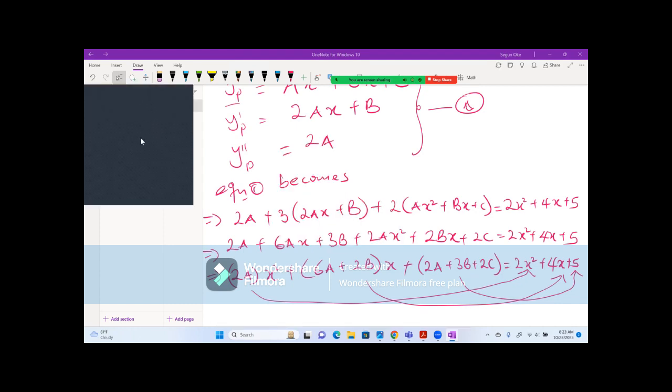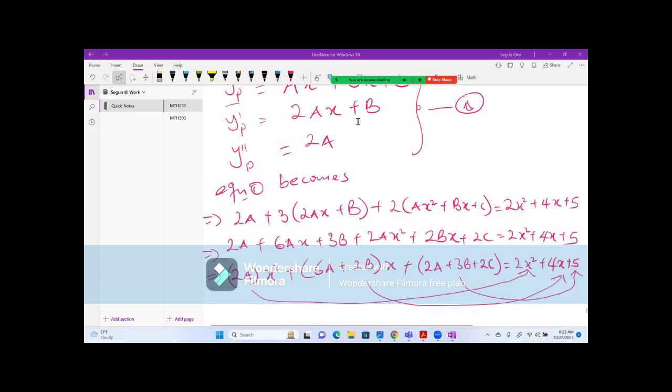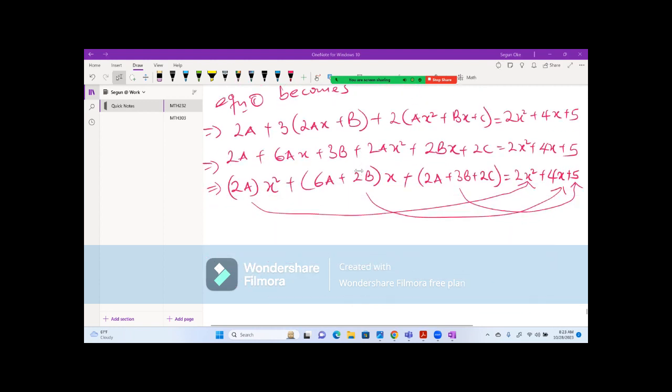Samuel Olayemi, what's the question? Yes. I'm confused how you get that 2a plus 6a x plus 3b. I can't hear you very well. Go ahead. That 2a x squared plus 6a x plus 3b plus 2bx plus 2c equals 2x squared plus 4x plus... Okay. What happened to it? Okay, I thought you were having a question.